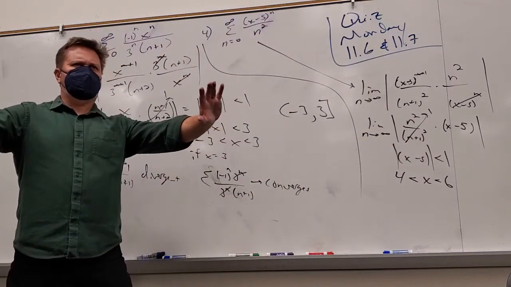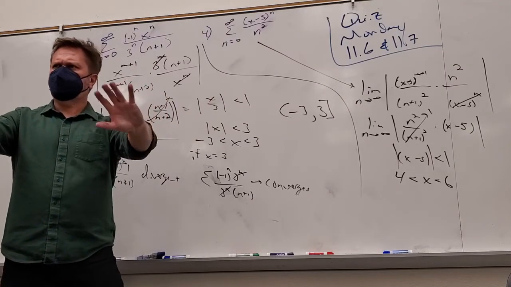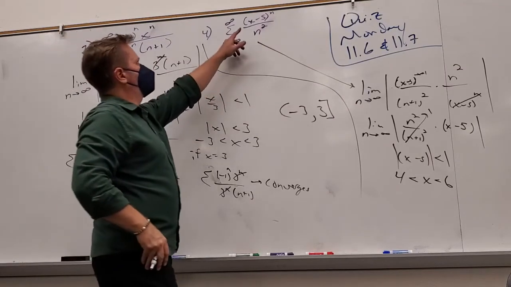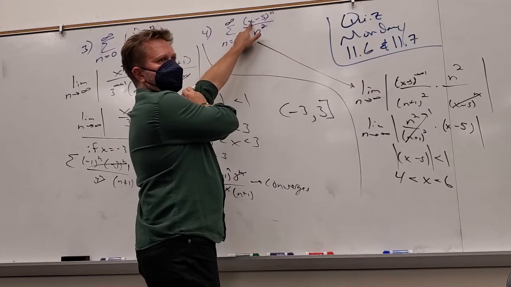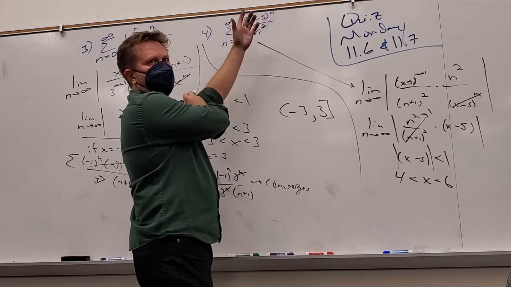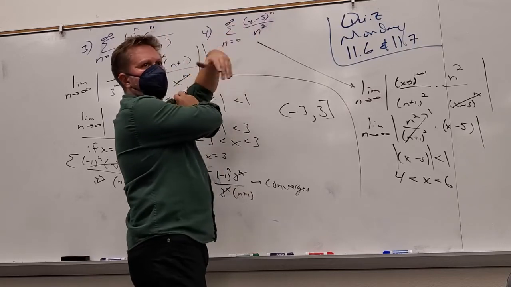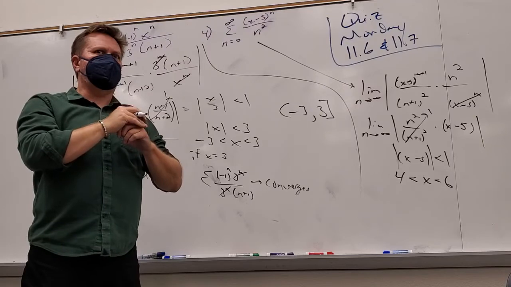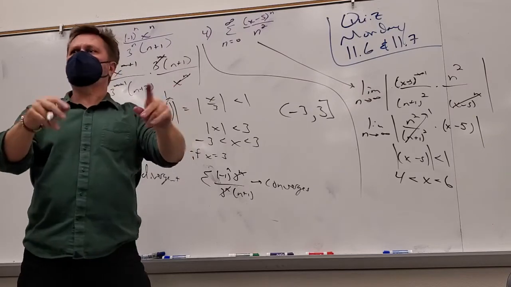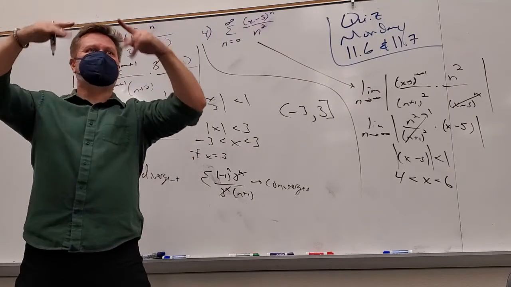Are you guys good? That one's a relatively easy example. If I put a 4 or a 6 in, why does it not matter if it's alternating or not? I get a constant over n squared. It is a P-series, where P is greater than 1. You guys see that? Now again, you'd have to at least state that.